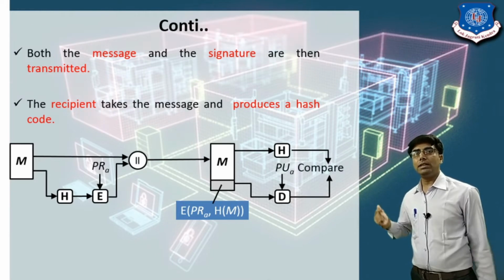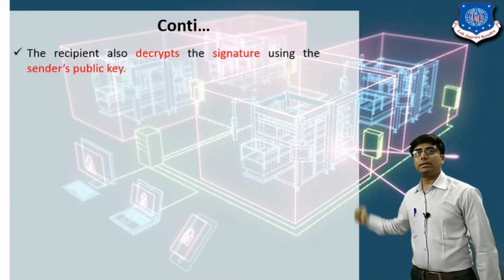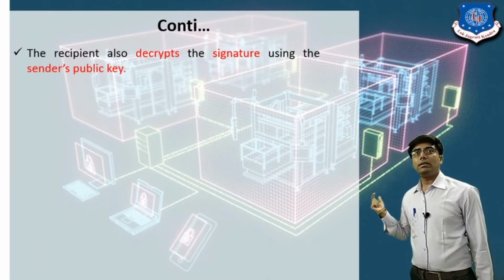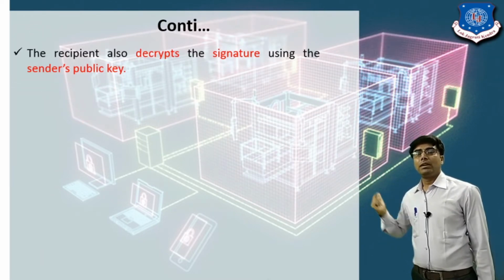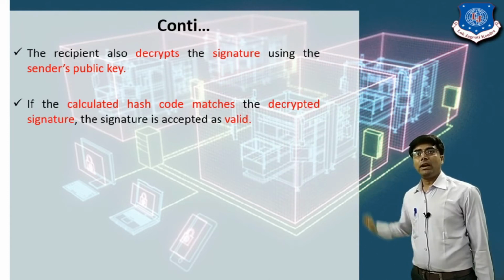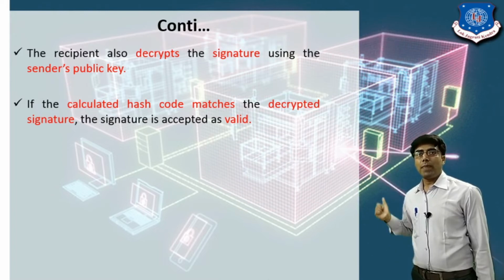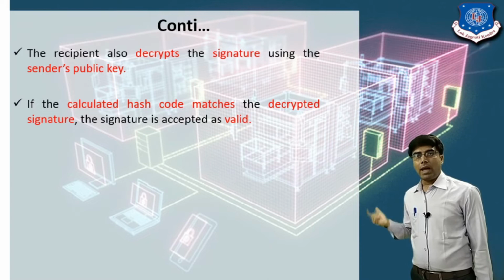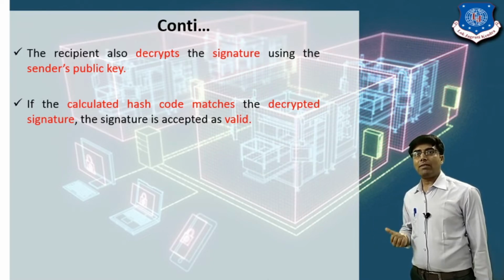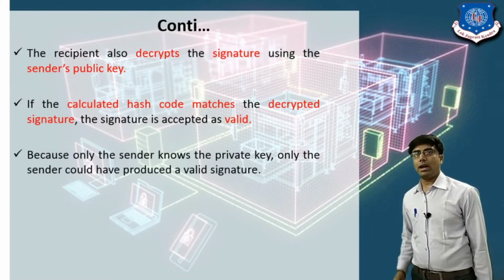Now we will see the second approach, and the second approach is the DSA algorithm. Before going to the DSA algorithm, here the recipient also decrypts the signature using the sender's private key. Now the calculated hash code matches the decrypted signature. If the signature is valid, it means both the codes are equal, so the signature is valid. Now the receiver accepts the message.